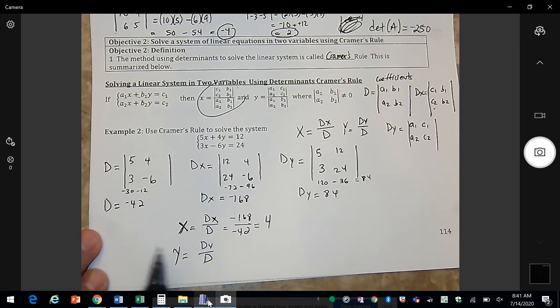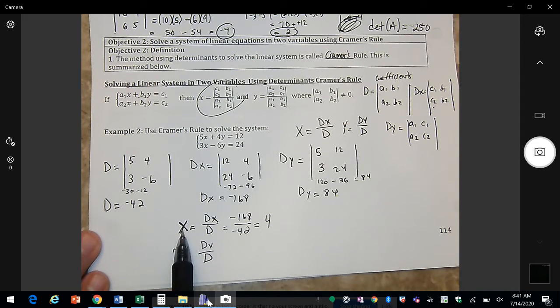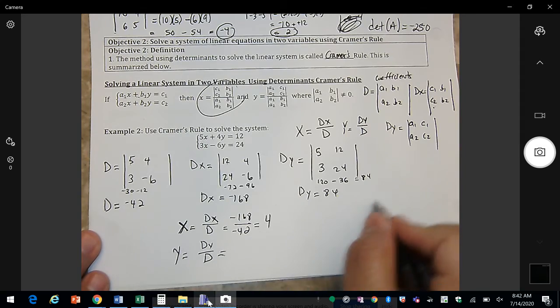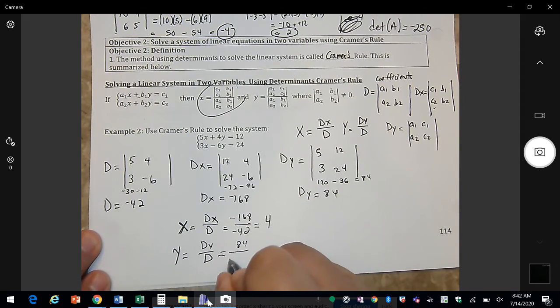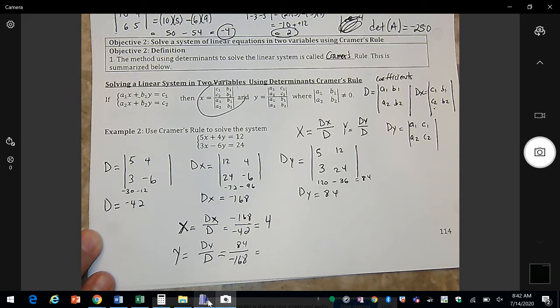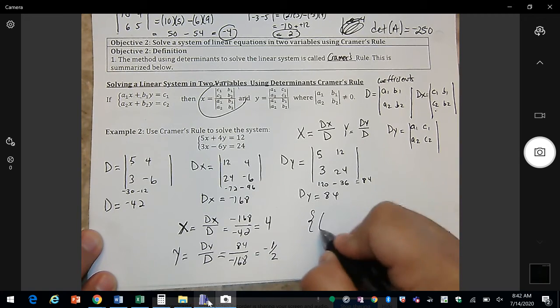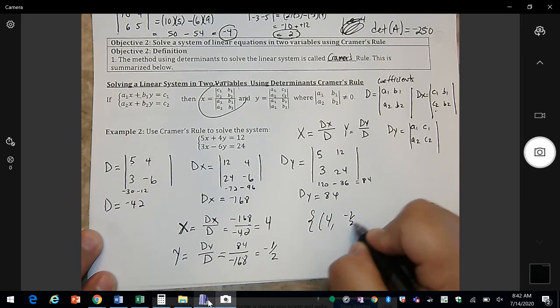Okay, so let me repeat that. The determinant of d is negative 42, the determinant of dx is negative 168, the determinant of dy is 84. To find x, we divide dx by d. And to find y, it's dy divided by d. dy was 84 and d was negative 168. So that comes out to negative a half. So my solution to this system is 4 and negative a half.